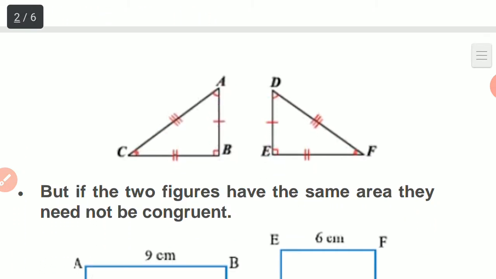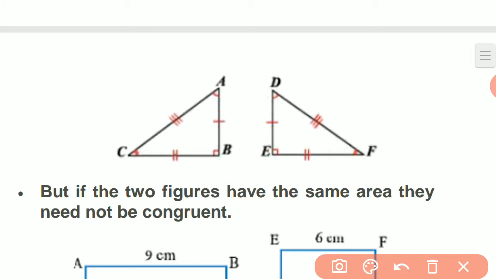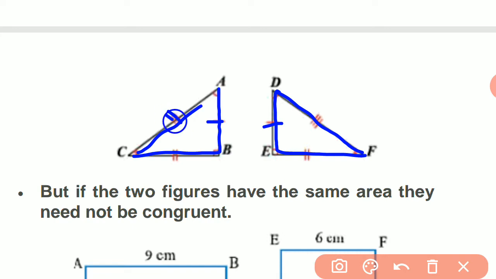Here triangle ABC is congruent to triangle DEF because this side is equal to this side, this side is equal to this side, and this side is equal to this side. Then these two triangles are congruent, so their areas will be the same.